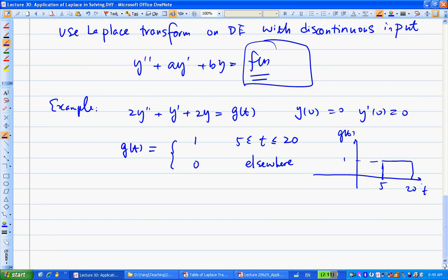So then there comes the way to solve this. This is how you're going to think about it. Between negative infinity and t equal to 5, my input is 0. So you're going to solve basically a homogeneous differential equation up to t equal to 5. So you're going to get y for t up to 5. Is that good, right?